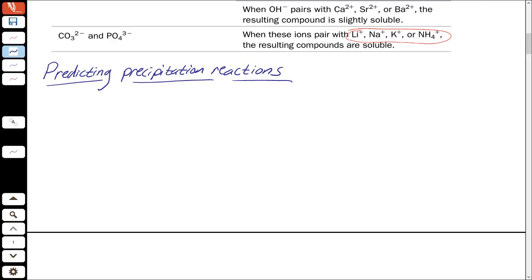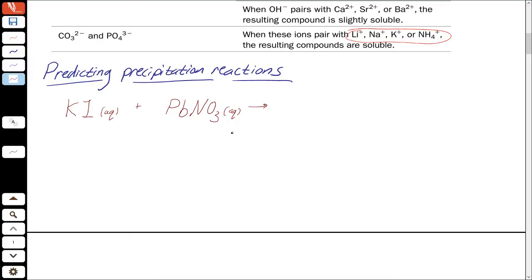If you know your solubility chart, then you can predict whether or not a given reaction is going to form a precipitate or not. So if I give you two reactants like this, I say we take aqueous potassium iodide and we add it to aqueous lead nitrate. Our job now is to predict whether or not some precipitate is going to form. So is something going to happen in this reaction or not?